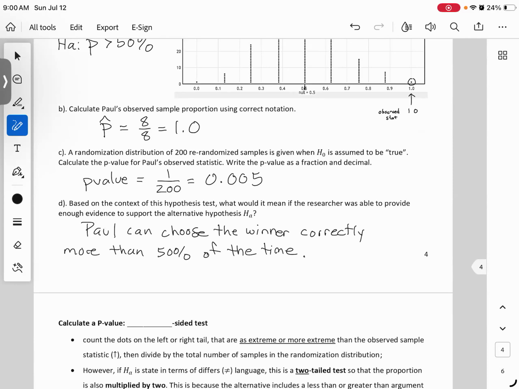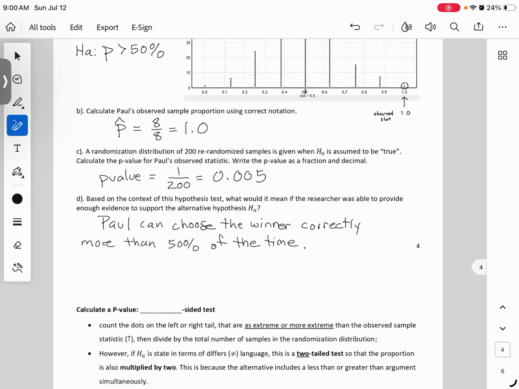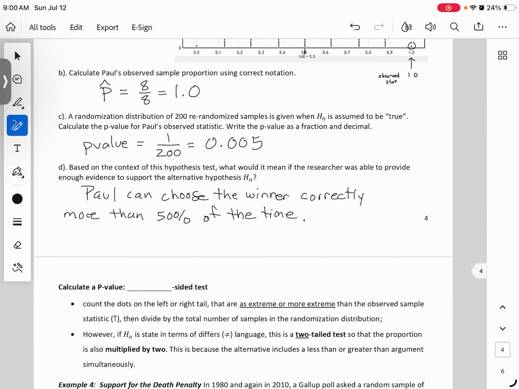Now, unfortunately, if anyone happens to Google this, wondering if he ever did it again, unfortunately, no, he did pass away later that year. But I think as a tribute, Paul should be the mascot for statistics. All right, well, let's keep going. Let's try some other ones here.